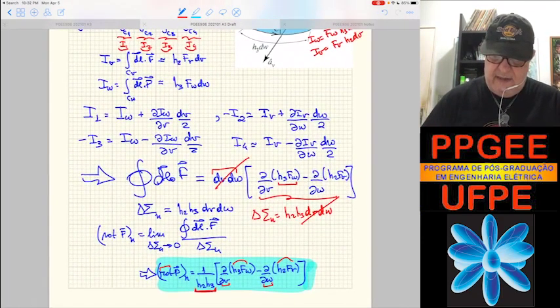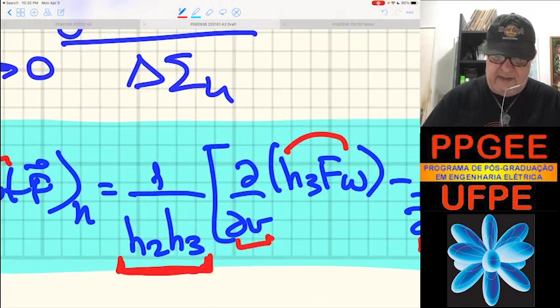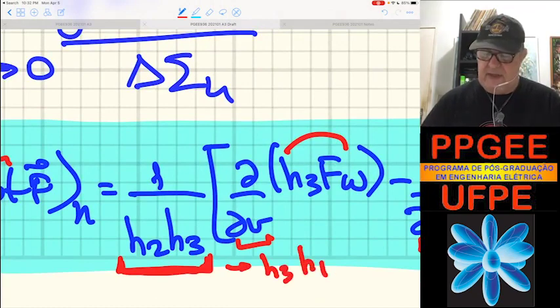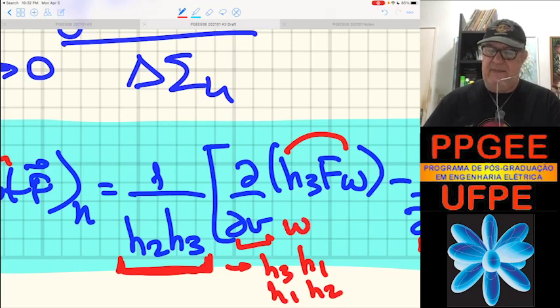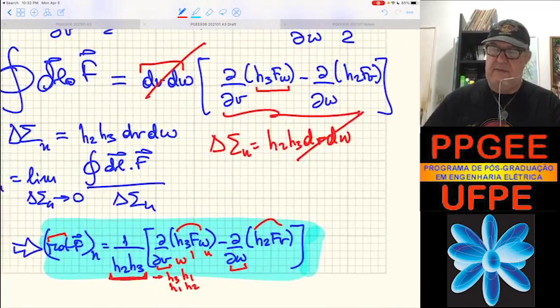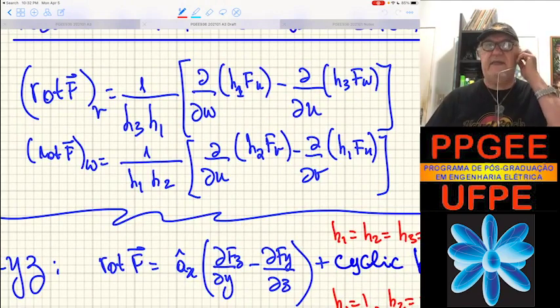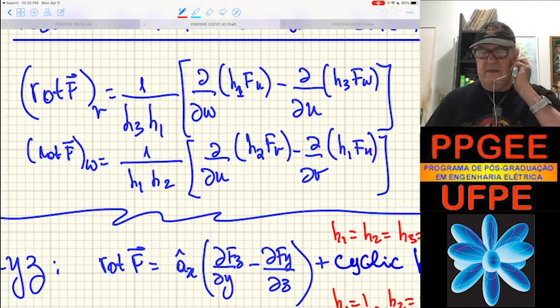Recall here H2 H3, right? Then you go to H3 H1, first permutation, then you go to H1 H2. So this goes to W, this goes to 1, and U. So that's what we're going to have here. The other components just make 6 permutations.